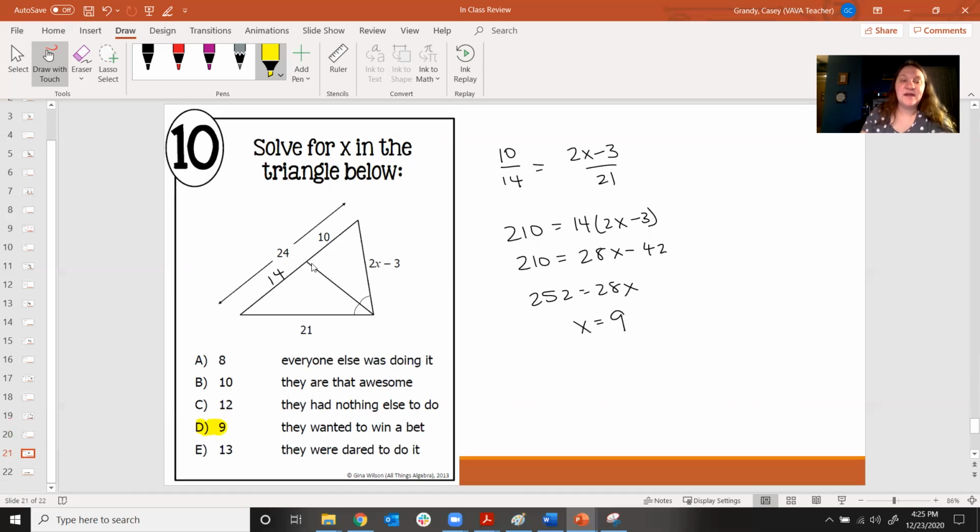So in my triangle, I know that this piece has to be 14. Since this piece is 10 and the whole thing is 24, 24 minus 10 gives me 14. So I can set up the ratio 10 over 14, 2x minus 3 over 21, and set them equal for my proportion. I cross multiply, not forgetting to distribute that 14, and I get x equals 9.